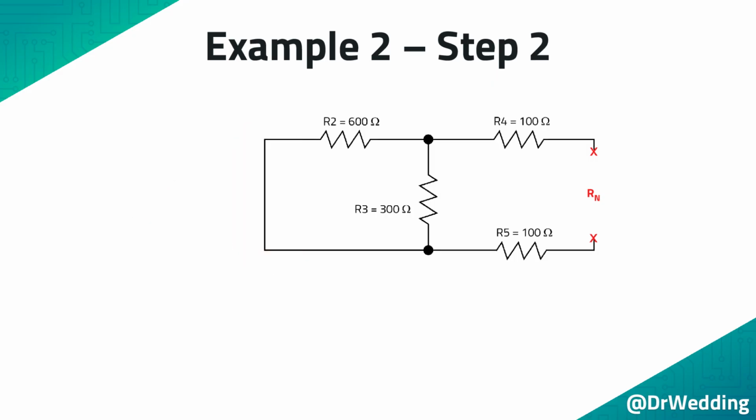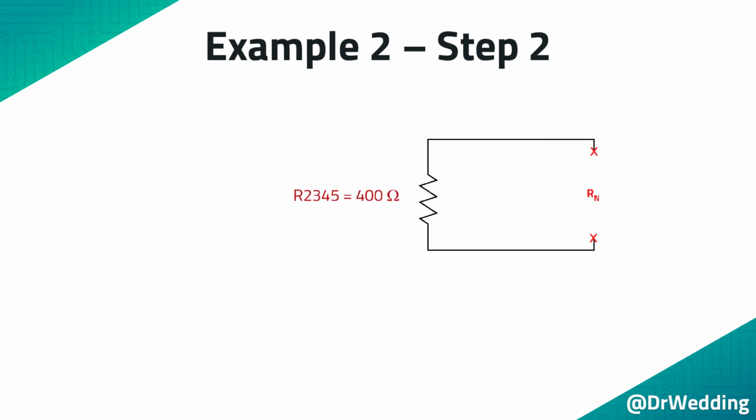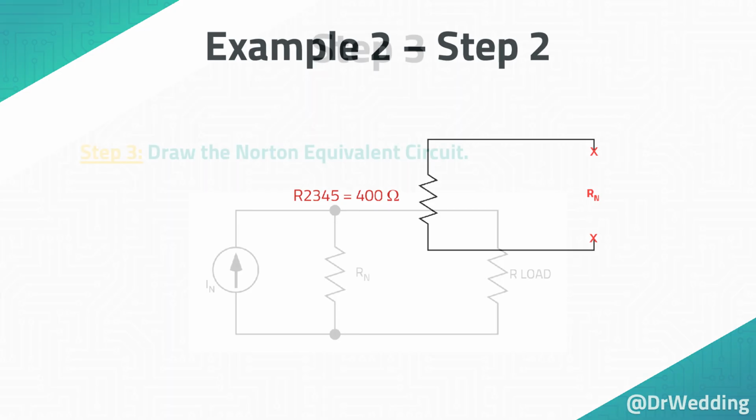R2 and R3 are in parallel, and they are combined and the circuit is redrawn. The final 3 resistors are in series, and they are easily combined. Therefore, the Norton resistance is equal to 400 ohms.